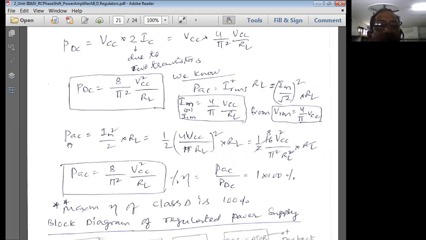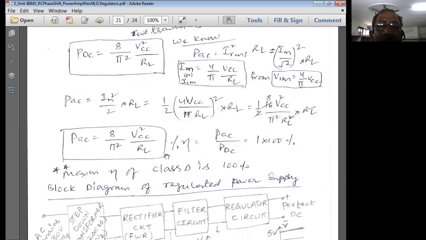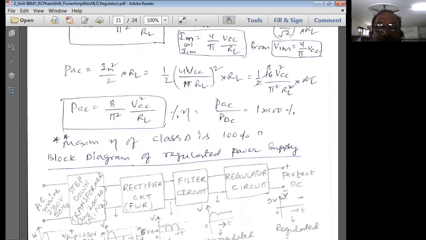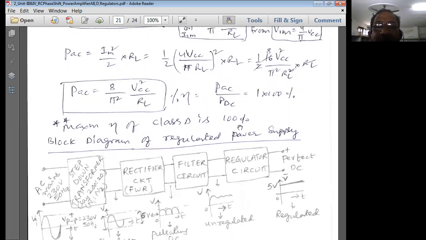Just by substituting this, PAC is equal to IRMS square, which is IM square by 2, into RL. Taking 1 by 2 outside, IM is 4 into VCC by pi RL, whole square, into RL. By simply solving this equation, we get the overall efficiency as 100%. So we can say that the maximum efficiency of class D power amplifier is around 100%.